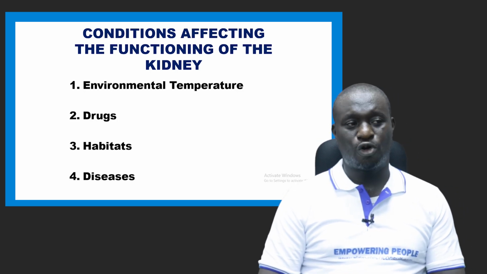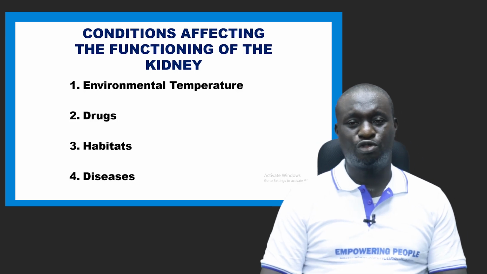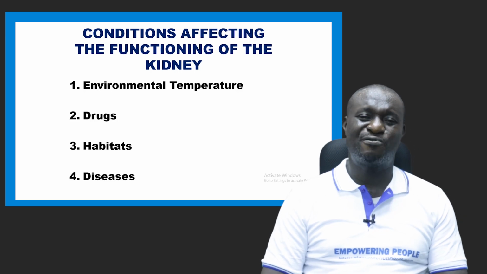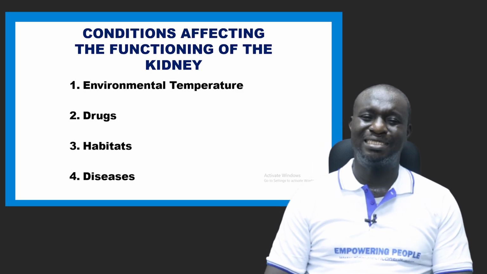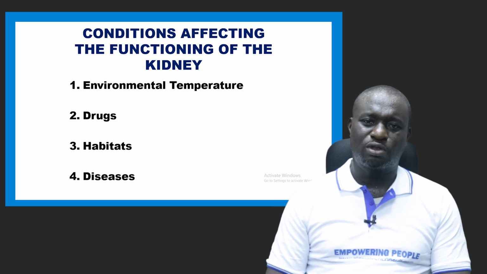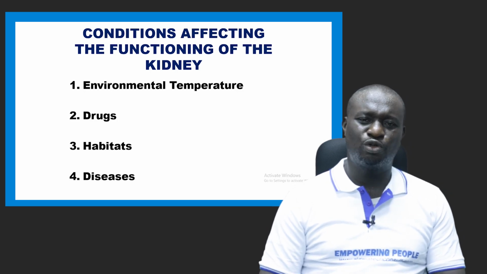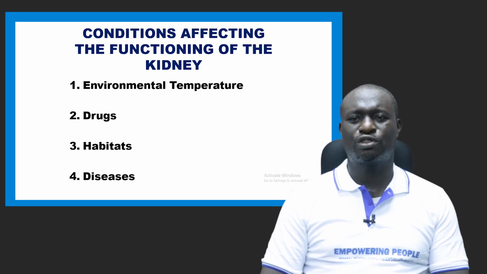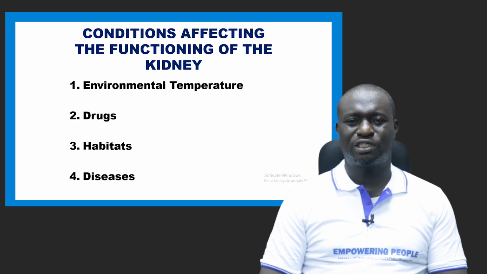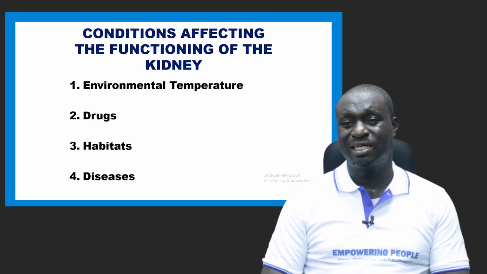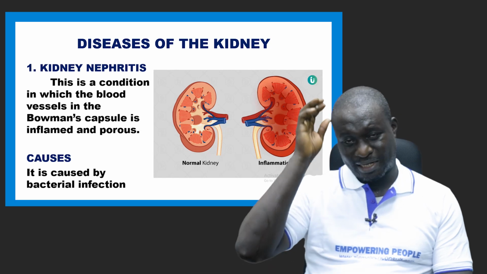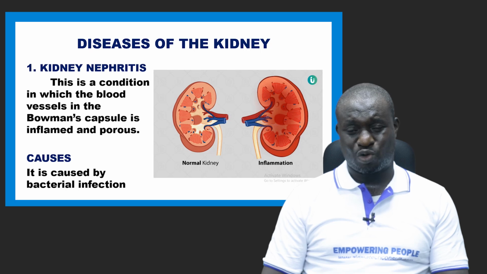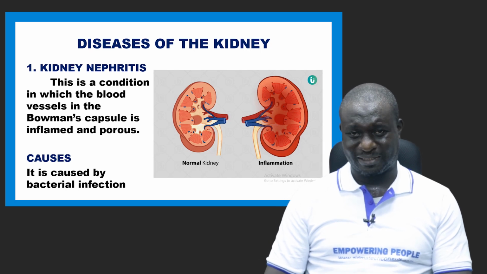Number 2 is drugs, and number 3 is habitat. And the fourth one is what we call diseases. I'm going to stress a little on diseases because that is one of the major causes of conditions affecting the kidney. Let's take a look at the first one we're going to be considering today, probably about 4 of them. The first one is called kidney nephritis.